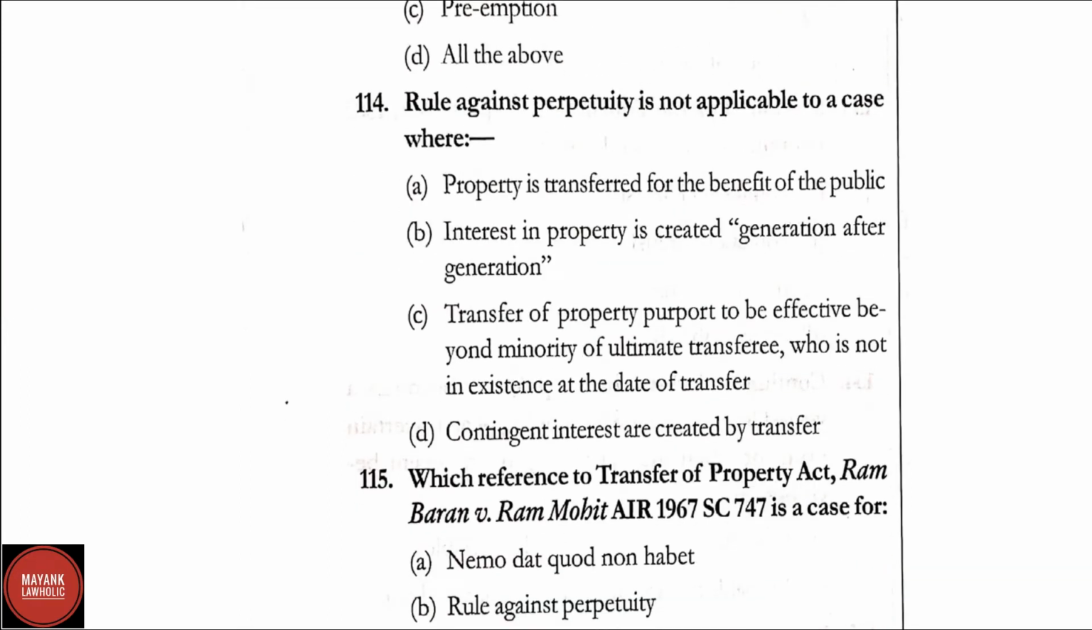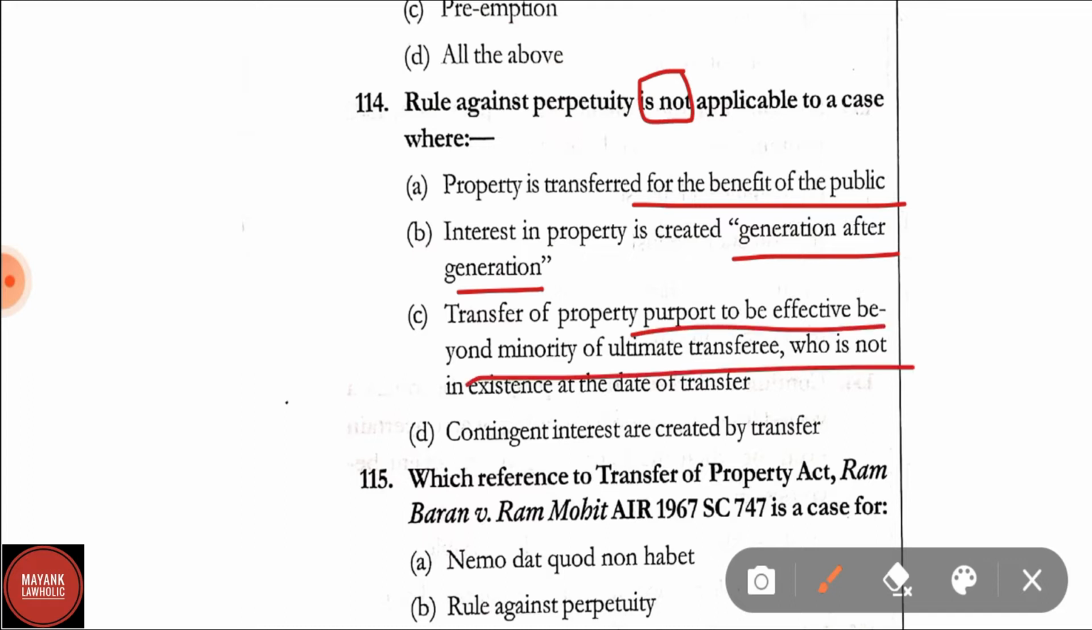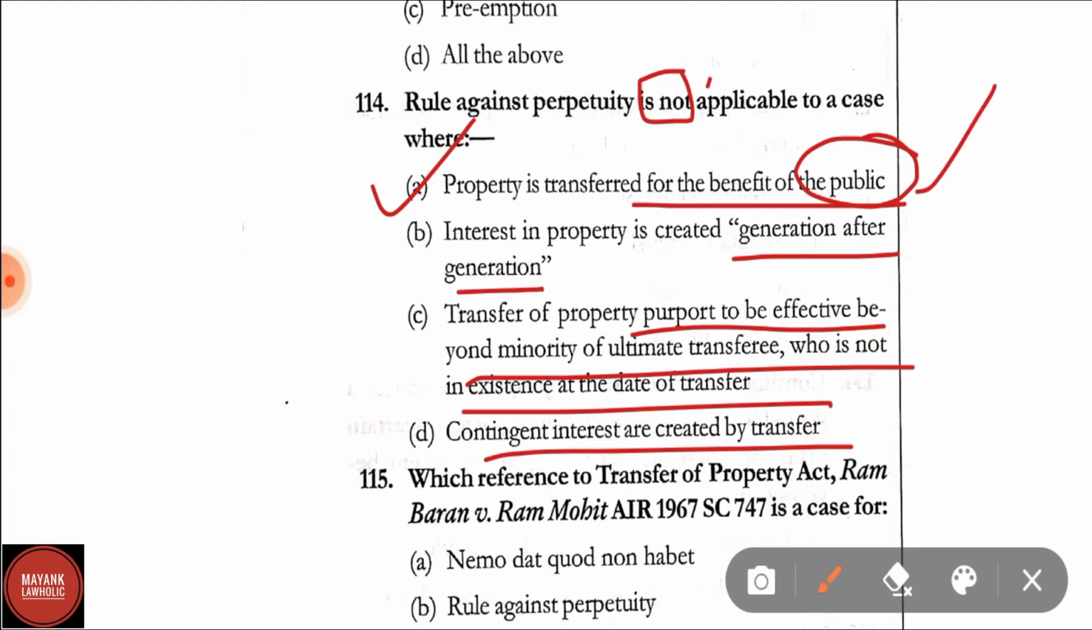Question number 114. Rule against perpetuity is not applicable to a case where property is transferred for the benefit of the public, interest in property is created generation after generation, transfer of property purports to be effective beyond minority of ultimate transferee who is not in existence, contingent interests are created by transfer. Here correct answer is option A, that is property is transferred for the benefit of the public. Here rule against perpetuity will not be applicable.